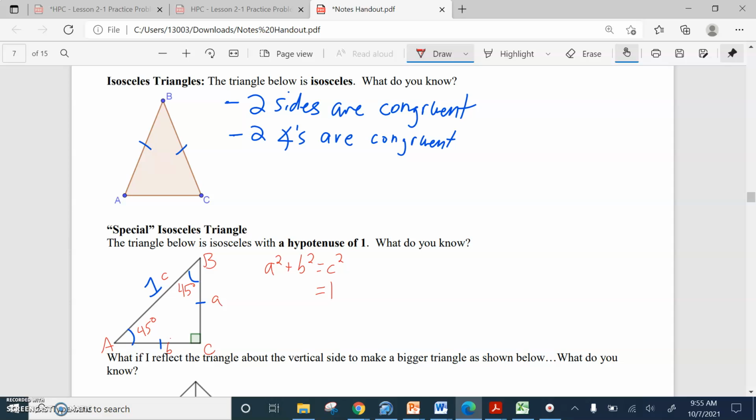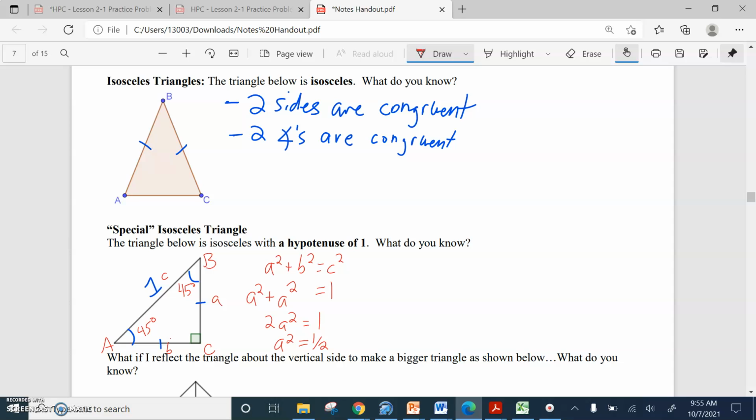And a squared is, well, a is equal to b. So if a is equal to b, I'm going to replace b and say a squared plus a squared, because a and b are the same. Therefore, 2a squared equals 1. For a squared, you divide both sides by 2. Okay, so a squared is a half.